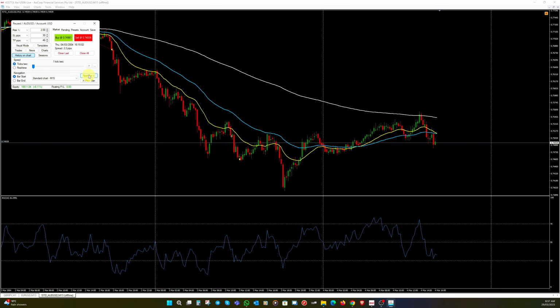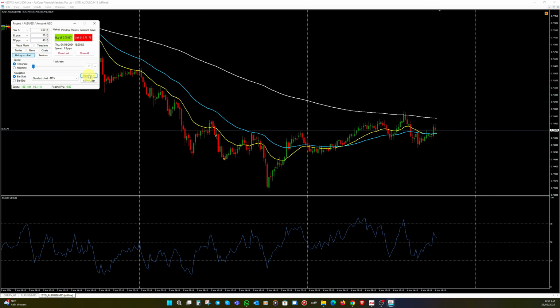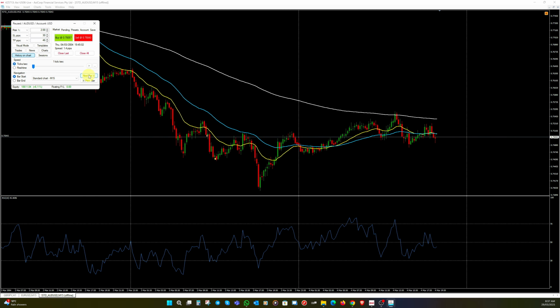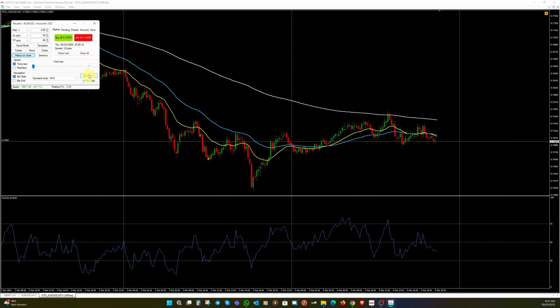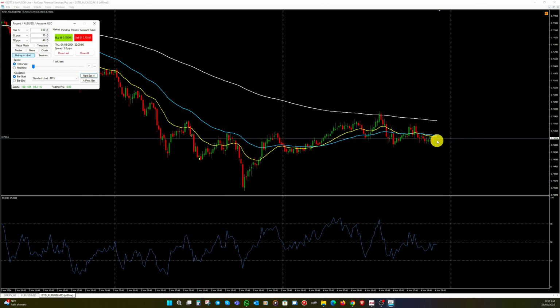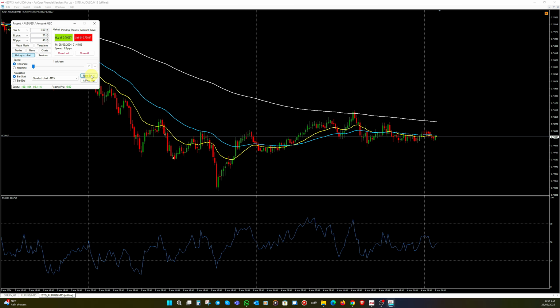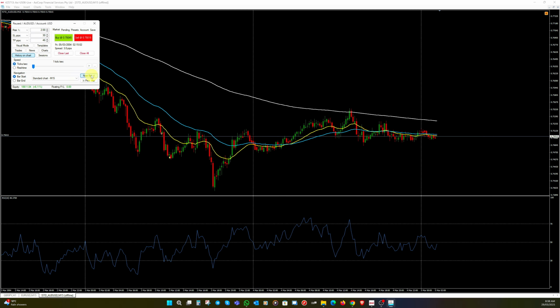So at the moment the EMAs are not really lined up properly. Okay, the EMAs are starting to fan out now, but we're at the end of the day, so I'm not going to place a trade, just before midnight broker time. That's when the spreads open up. We'll see crazy things happening.